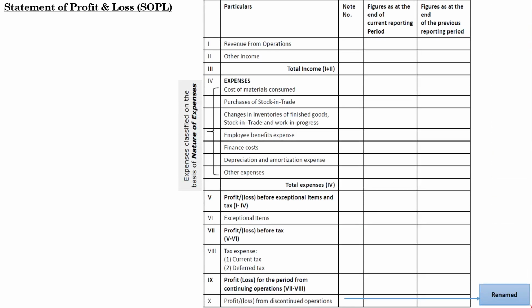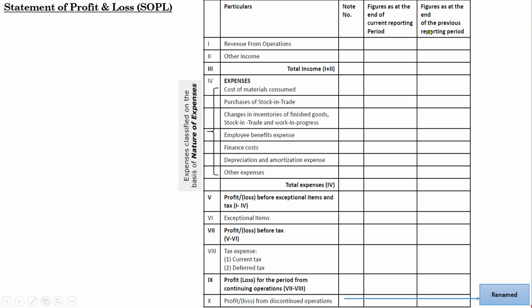Here we will have one part of the statement. It consists of, just like the columns we learned in the statement of financial position or balance sheet, particulars and note number. I believe you know the purpose of the note number column, so I am not going to explain it again. The next column is figures as at the end of the current reporting period, meaning you show the current year amounts. And figures as at the end of the previous reporting period means figures relating to the previous period. If it is mentioned in the question, you have to show it.